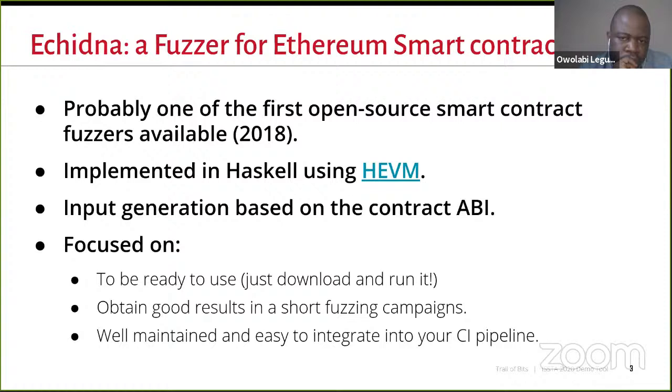The focus of Echidna is to have good results in short fuzzing campaigns, from a few minutes up to an hour. It's also designed to be ready to use, and easy to integrate with your continuous integration pipeline. We found that other open source smart contract fuzzers were difficult or impossible to use, were not maintained, and were not really practical, because you have to download the whole blockchain or deploy in a simulated blockchain, which was very slow and impractical.